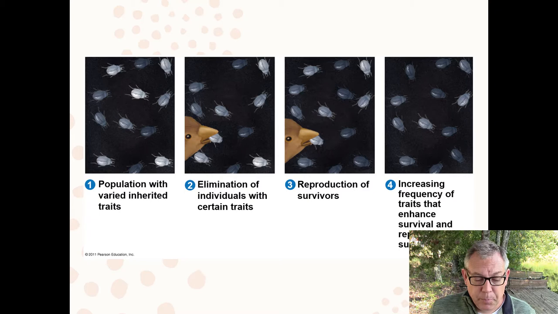In frame three, you see reproduction of the survivors. Those that don't get eaten are more likely to reproduce, and they're going to pass on their traits. And so the ones that are less likely to get eaten are the darker bugs, and they're the ones that are more likely to reproduce. And so then in frame four, the increasing frequency of traits that enhance survival and reproduction. And so over time, on average, the bugs get darker because of this dark background that they live on, because of their environment. And that's the basic idea behind evolution by natural selection.